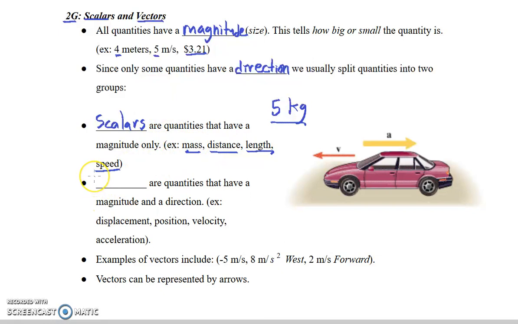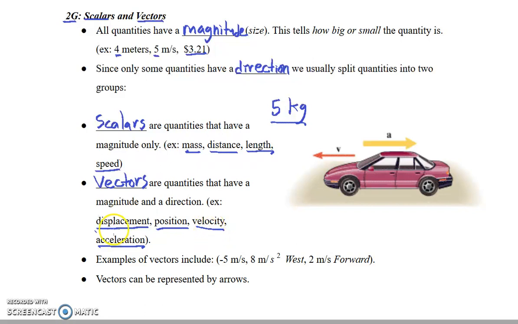Now the other type of quantity we can have is vectors. Vectors are quantities that have magnitude and direction. For example, displacement, because displacement could be positive, negative, it could be north, it could be south. Position could be positive, negative, it could be in different directions. Velocity could be in different directions, up, down, north, south, east, west. Acceleration could as well. And remember, that's important for determining if an object is speeding up or slowing down, because its direction determines that, really.